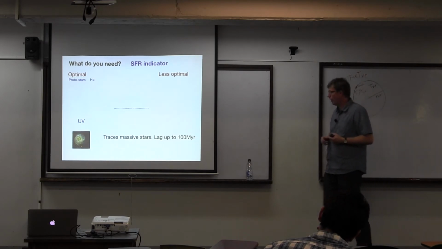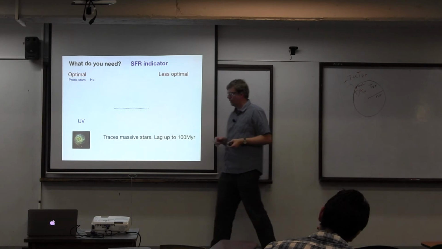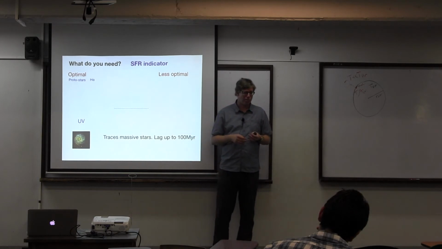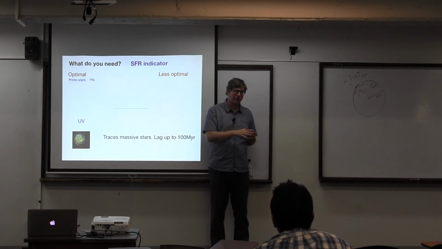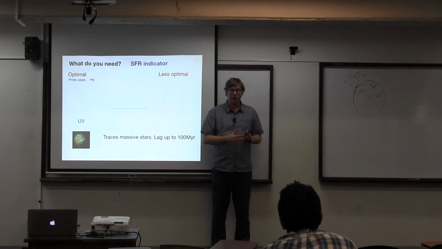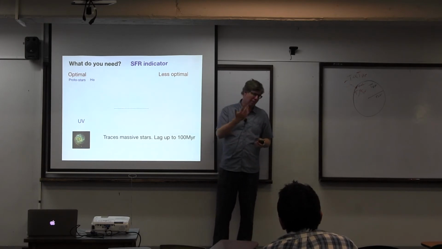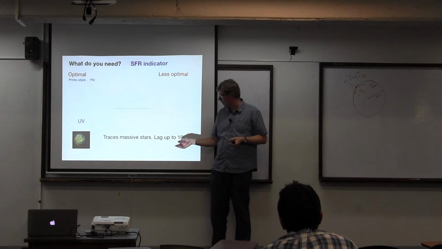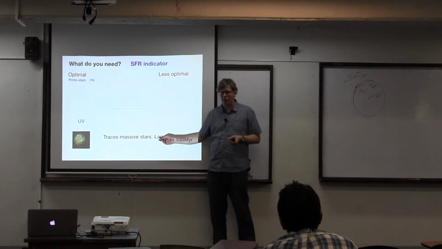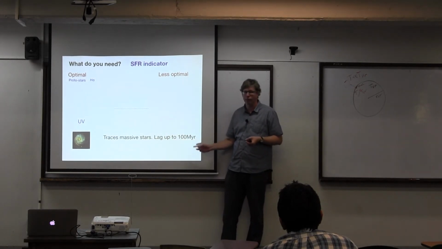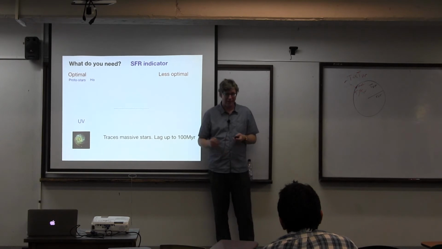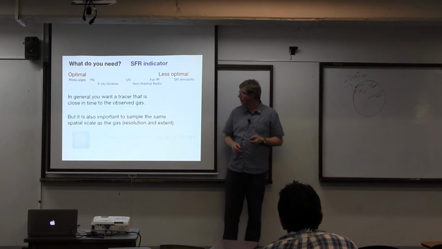Then you have the ultraviolet. The ultraviolet is actually significantly produced by stars that are much less massive than those that give you H alpha. So that can give you both O and B stars, and that means that you're measuring your star formation rate over a delta T of 100 million years, 10 to the 8 years. So 10 times longer.